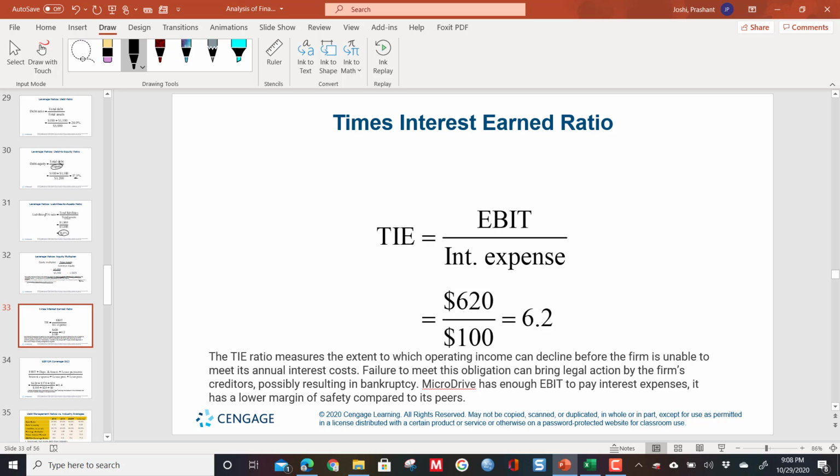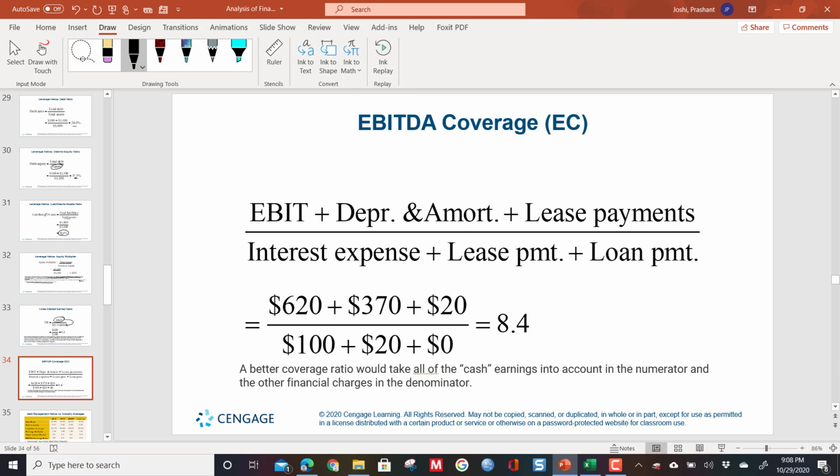Time interest earned ratio shows the extent to which the company has operating income to meet the interest expenses. And that is 6.2. So it is greater than 1, so it's a good thing that the company has EBIT, earnings before interest and tax, 6.2 times higher than the interest expenses. So the company can meet its obligations of interest expenses, and if it is less than 1, then it is a risky sign. So if that is declining over a period of time, it's not good.